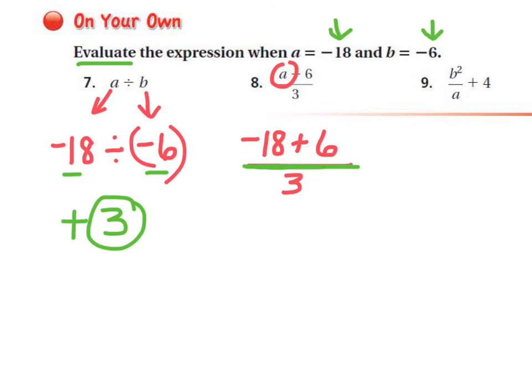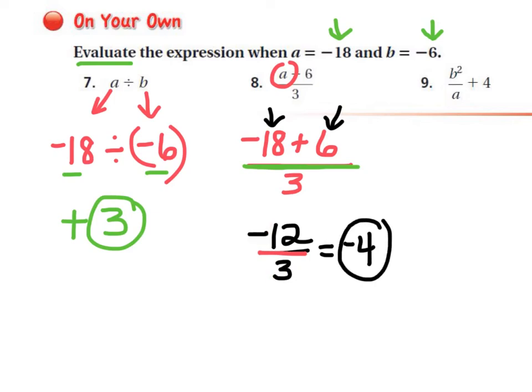So negative 18 plus 6, now remember, I can't put negatives and positives together. So they're going to cancel each other out. I'm going to be left with negative, more negatives, 12 more. Then I'm going to divide by 3. Remember, this line means divide. So 12 divided by 3 is 4. And if I look, I have a negative and a positive, so my answer is negative 4.